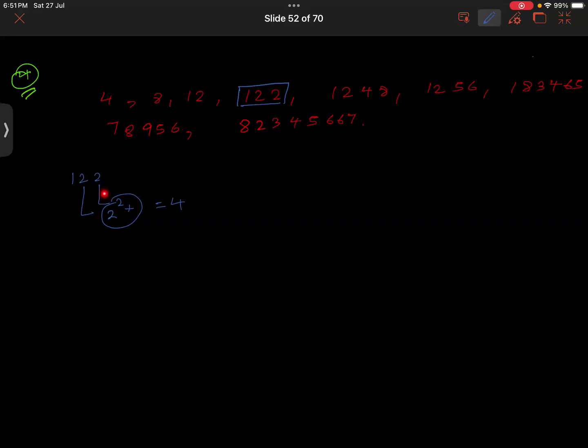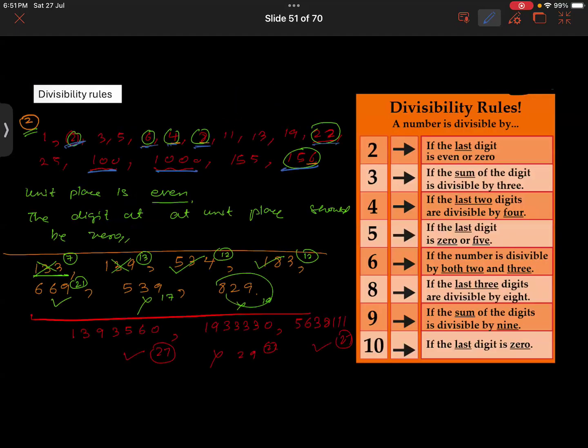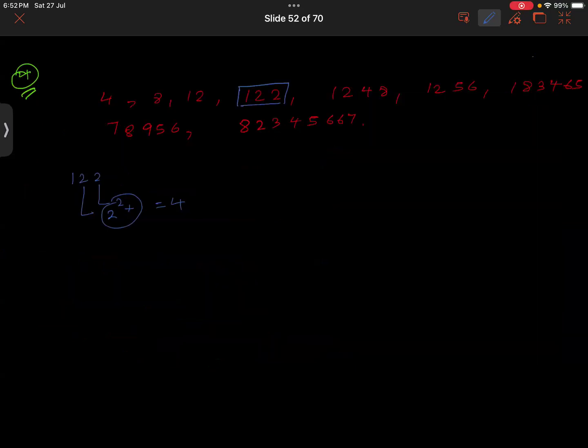But is 122 divisible by 4 or not? Try to understand what I'm saying. You have a number 122, right, Habib? Right now we are learning about the divisibility rule of 4. As per the divisibility rule of 4, it says that if the last two digits are divisible by 4, then the number is divisible.